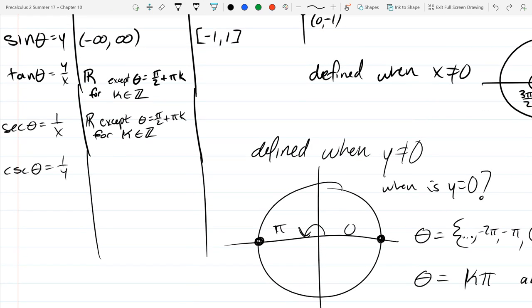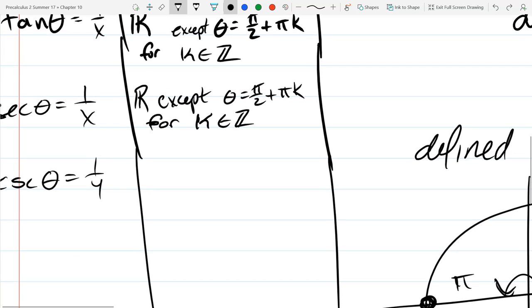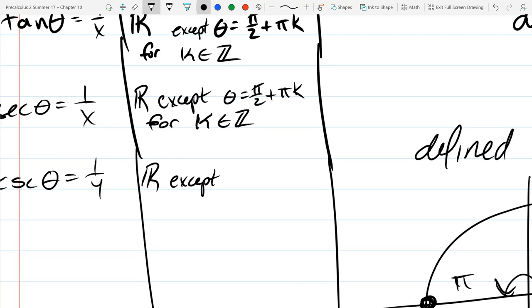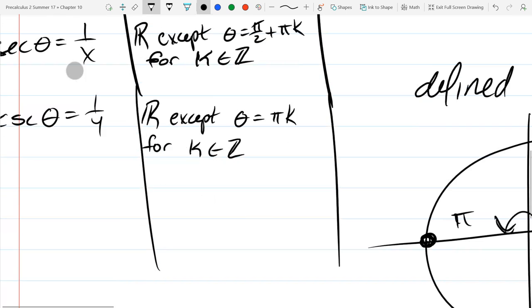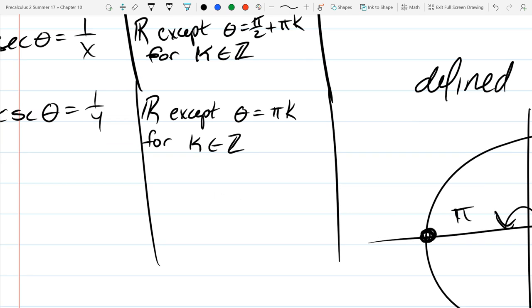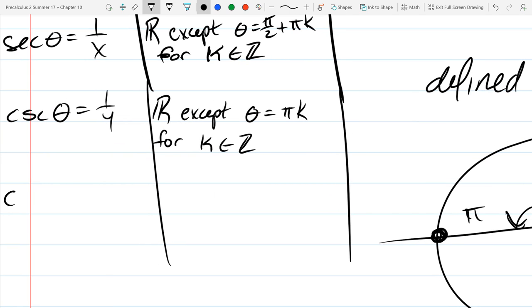And we're going to write it out really similarly: all real numbers, except theta equals pi k for integers k. And cotangent is similar, x over y, so we have the same dividing by y problem. So we've got the same domain as before.